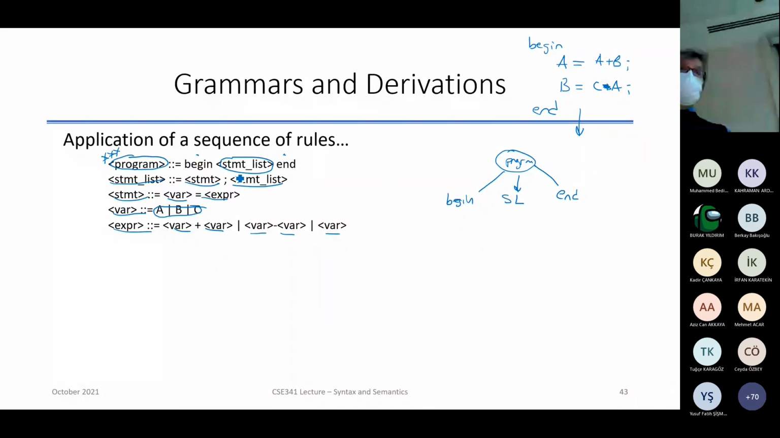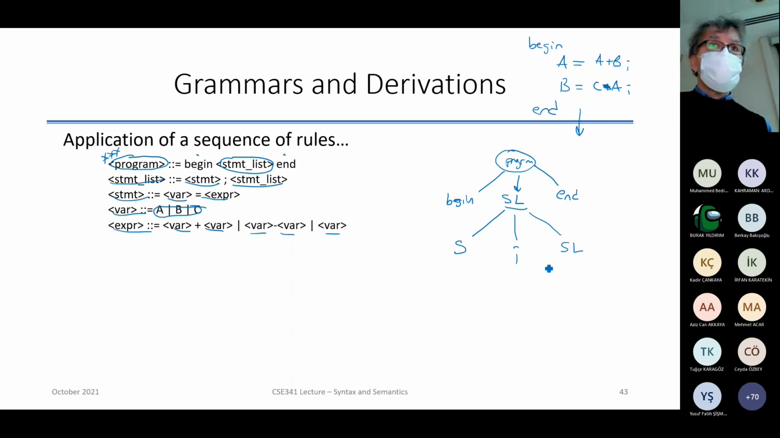So let's derive it. SL happens only in one of the production rules as the left-hand side. You see that, right? So statement list appears only in one here. So this means that I can only use that rule. And this rule says this is a statement separated by this one, and I have a statement list again. All right. Do I have anything else? I think I have something missing here, but we'll get to it.